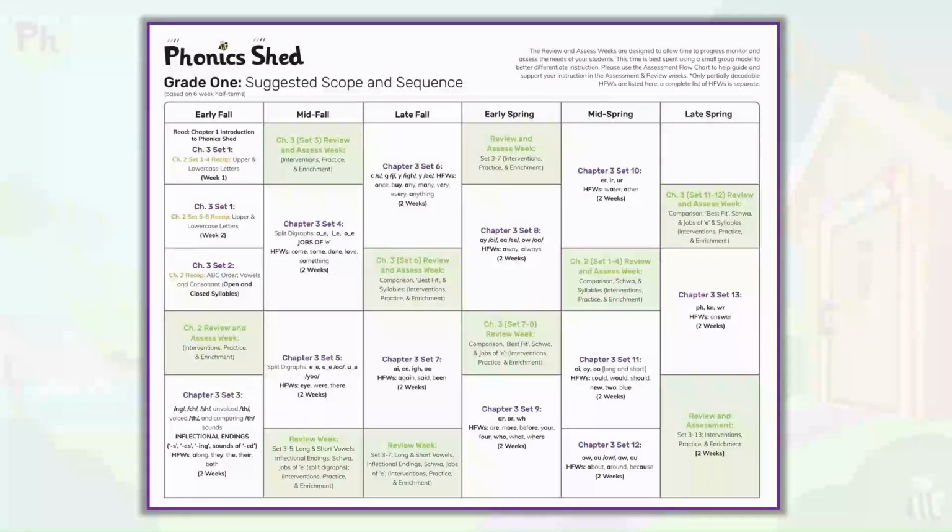In some of the main teaching weeks, an additional phonics concept is introduced to further help with decoding. These concepts are reviewed and practiced further in later lessons. There's always a review and assess week embedded every 2 to 4 weeks.